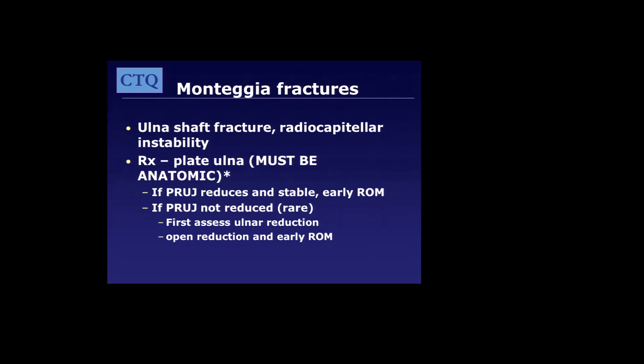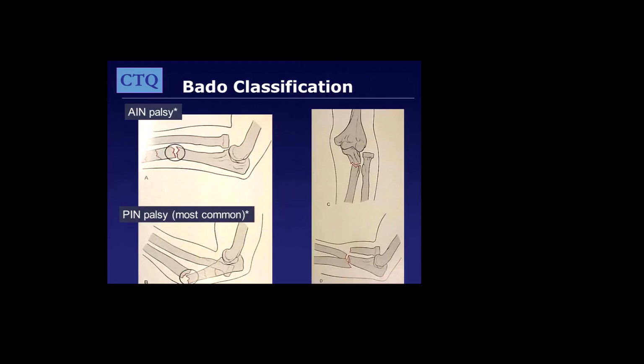Similarly, in ulnar shaft fractures with radiocapitellar instability, or Monteggia fractures, the reduction of the ulna must be anatomic to ensure reduction of the radiocapitellar joint. If that's not reduced, the first step is to assess the ulnar reduction. If that's adequate, then the radiocapitellar joint can be reduced open. It's typically then stable and early motion can be performed.